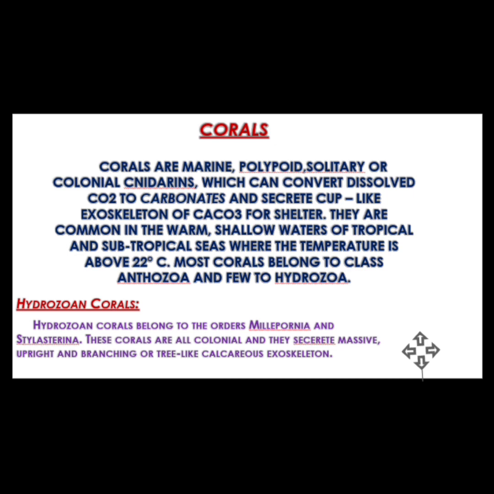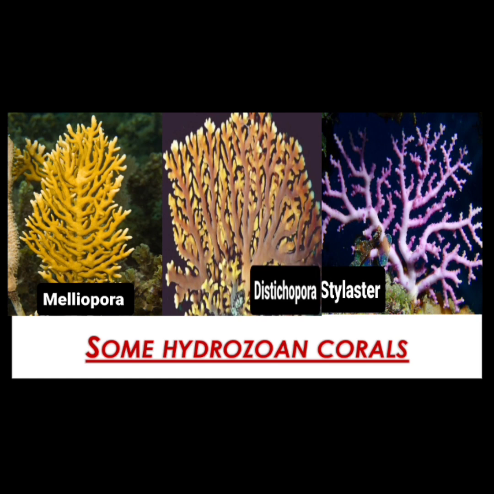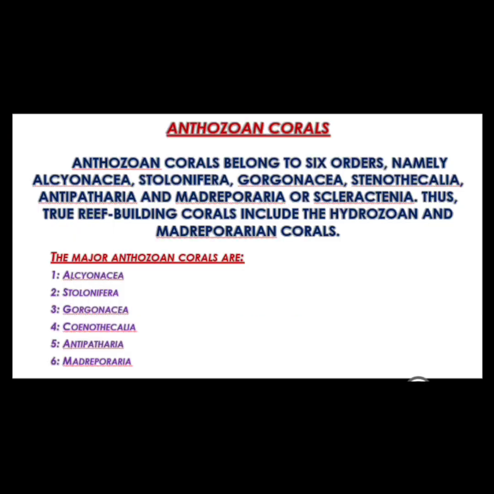These corals are all colonial and they secrete massive upright and branched or tree-like calcareous exoskeleton. Let's see some hydrozoan corals: Millepora, Distichopora, Stylaster. Now let's see anthozoan corals. Anthozoan corals belong to six orders, namely Alcyonacea, Stolonifera, Gorgonacea, Pennatulacea, Antipatharia and Madreporaria or Scleractinia. Thus, true reef-building corals include the hydrozoan and madreporarian corals.